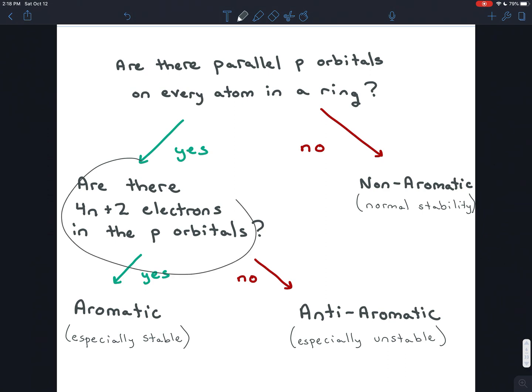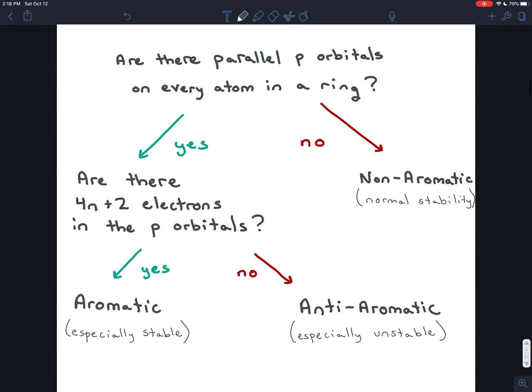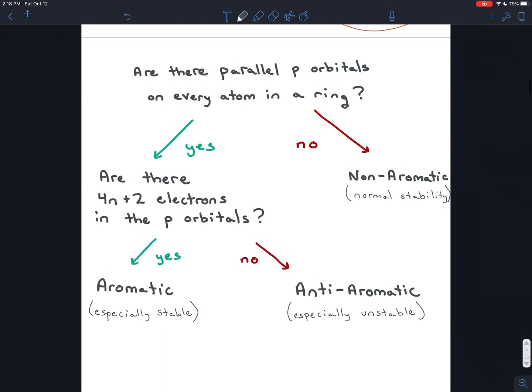If the number of electrons in p orbitals is not in that series, summarized by 4n plus 2, then if you draw the molecular orbitals, you would see that you'd have unpaired electrons that would make the molecule really unstable, and so it would be classified as anti-aromatic. So this is the thought process you want to go through in the next few exercises to establish whether a molecule is non-aromatic, aromatic, or anti-aromatic.